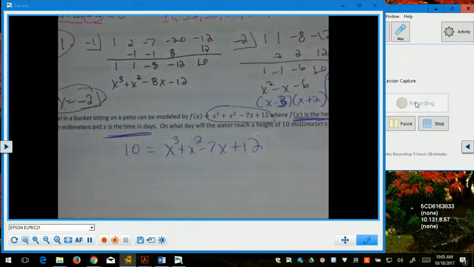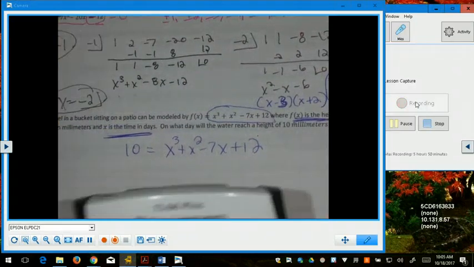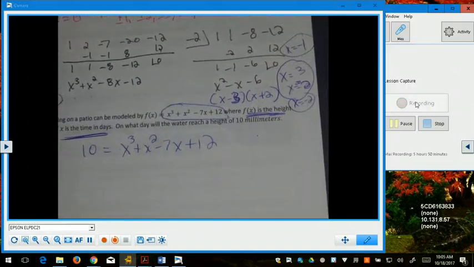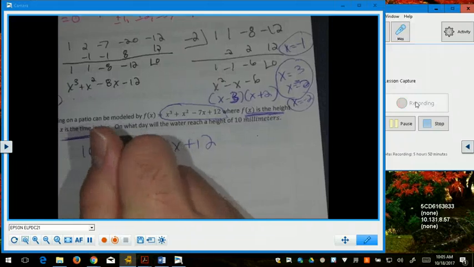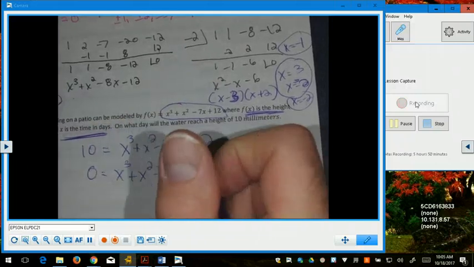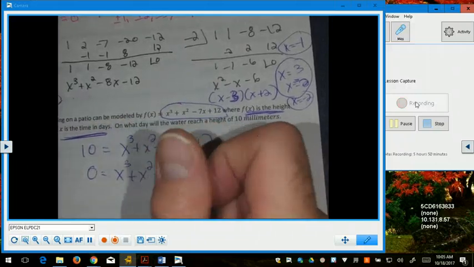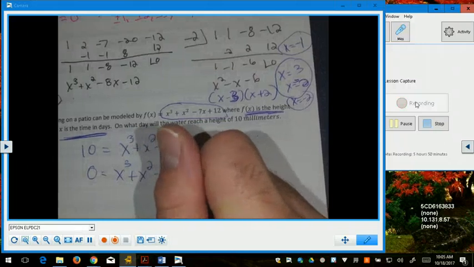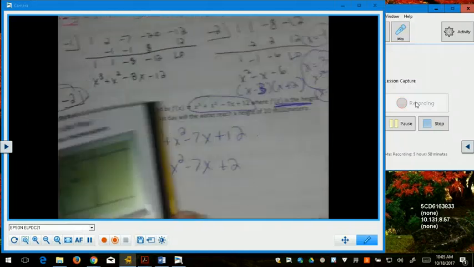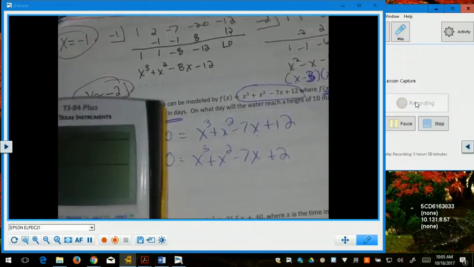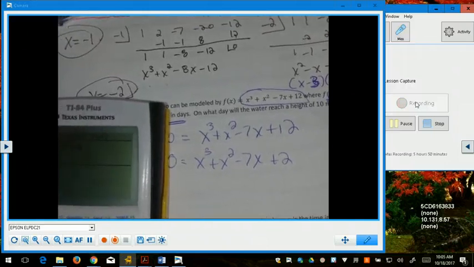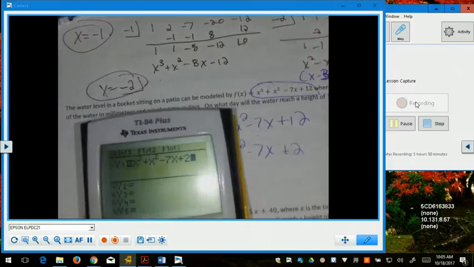I could do rational root theorem if I want. It's not factorable. What I'm going to do is subtract the 10 from both sides, get it equal to 0, and see if I can find it on my calculator to save us a little bit of time. Because it's not telling us to solve, it just gave us a story problem. So I'm okay with us using the calculator to try and find that 0. So x to the third plus x squared minus 7x plus 2.